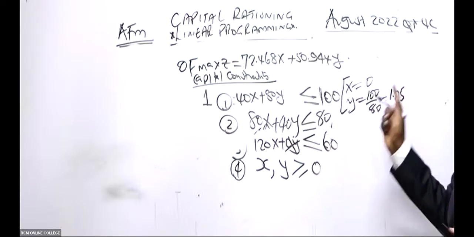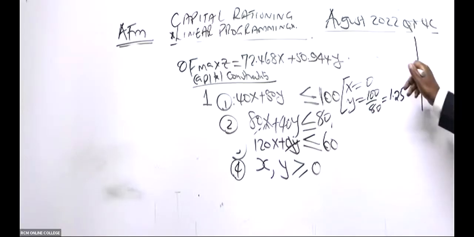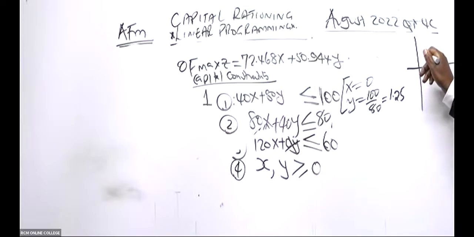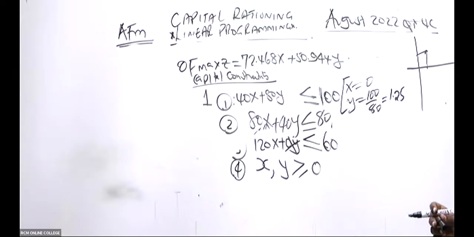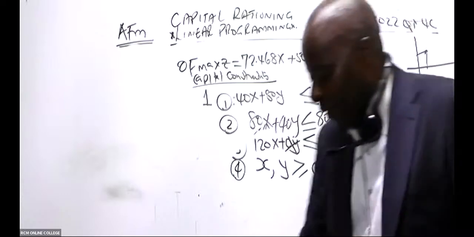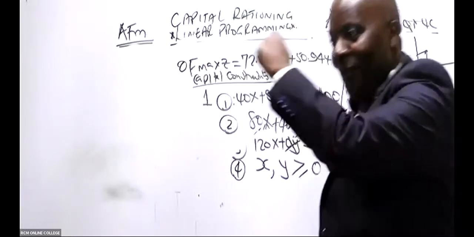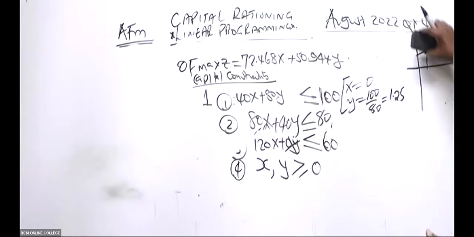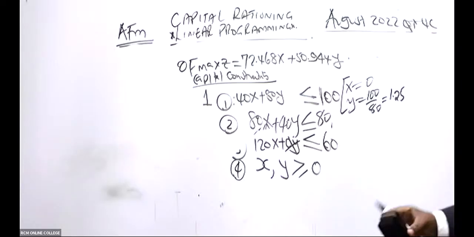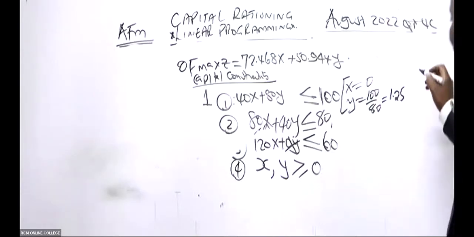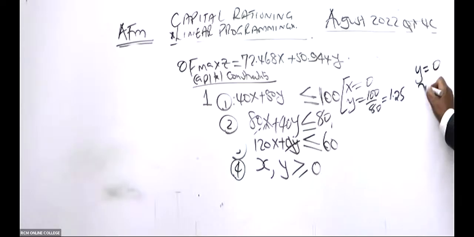So are these two points? No. This is one point, because on a Cartesian plane, whenever you have a point, it will have x and y. So this is just one point. I need another point. What do you think I shall do to get the second point? When y is 0. So for constraint number 1, when y is 0, what will be the value of x?